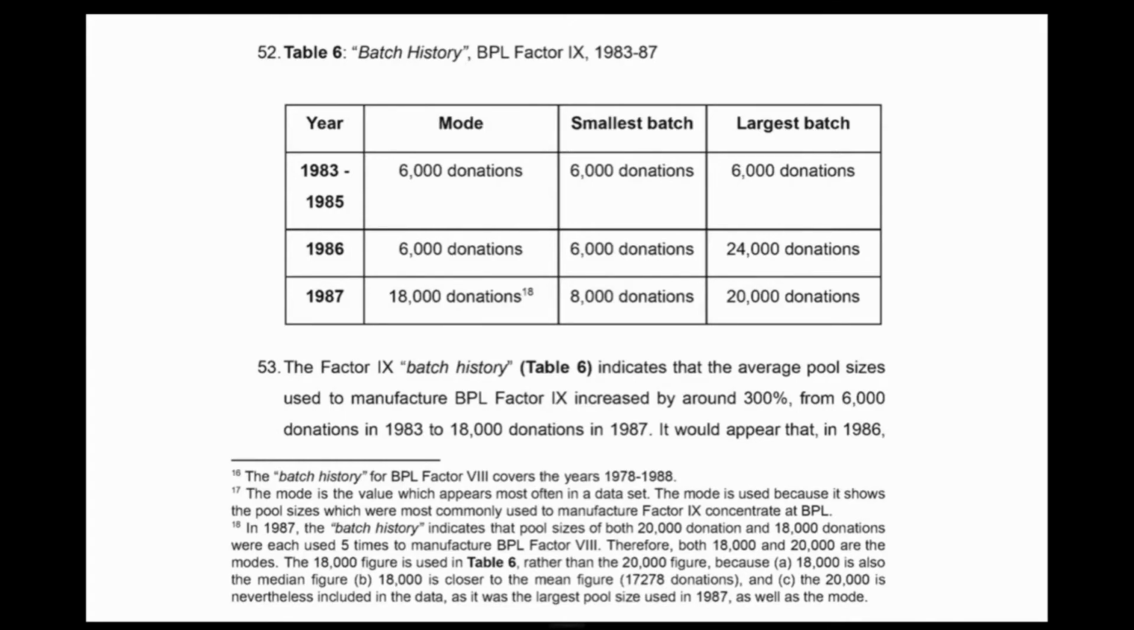Then in 1987, the smallest batch is 8,000 donations. The largest batch is 20,000 donations. And the mode, so the most common batch, is 18,000 donations.